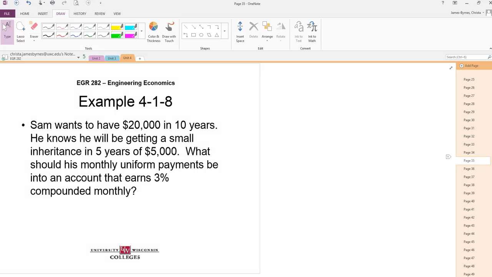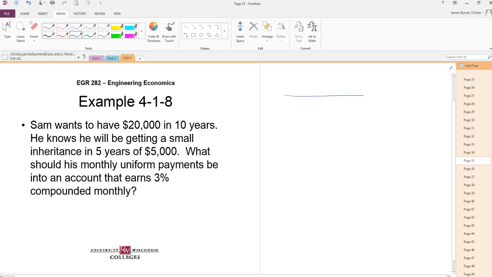So Sam wants to have $20,000 in 10 years. He knows he's going to get a small inheritance in 5 years of $5,000. I don't know how, but he knows. What should his monthly uniform payments be in an account that earns 3% compounded monthly? Well, let's write down our interpretation here.